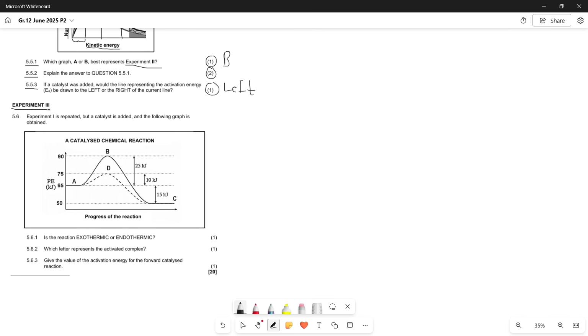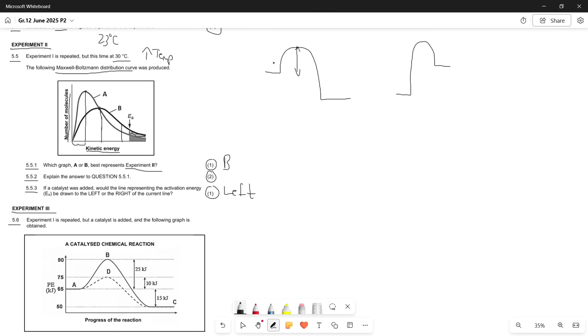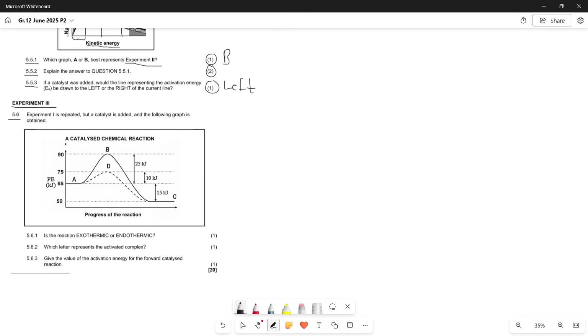And then experiment 3, 5.6 says experiment 1 is repeated again, but a catalyst is added and the following graph is obtained. So now we're dealing with an exothermic reaction like this one. Exothermic lets heat out, endothermic takes heat in, but the catalyst was added and the following graph is obtained. As we can see, this dotted line is our catalyst lowering our activation energy. Then we have our heading, a catalyzed chemical reaction, with potential energy on the y-axis and the progress of the reaction on the x-axis over here.